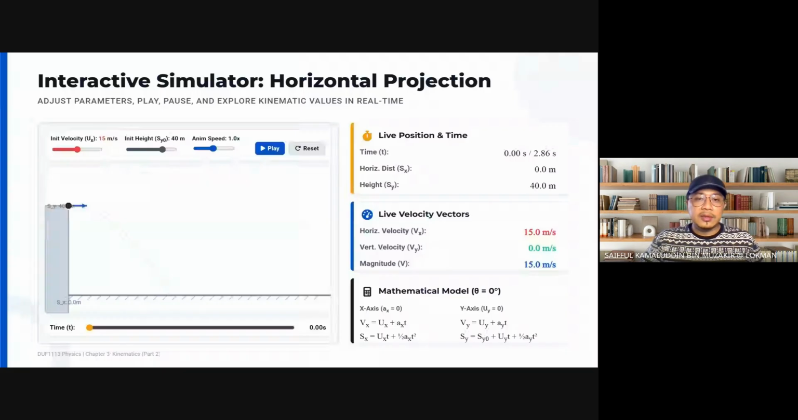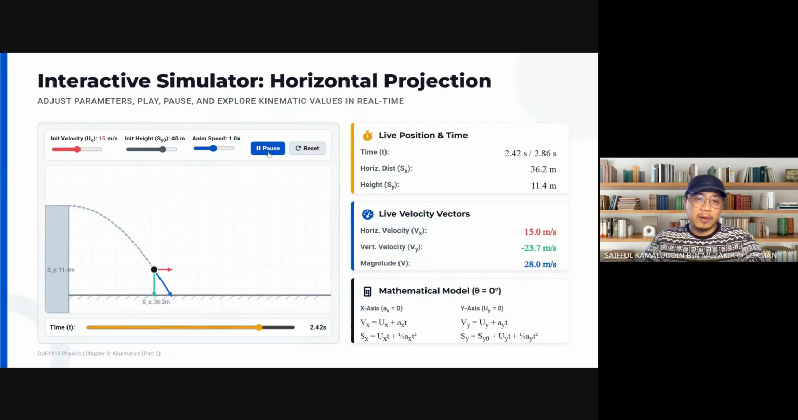Alright. So let's try to play the animation for a while. Play the animation. Yeah, the ball falls. How about we slow down the animation?